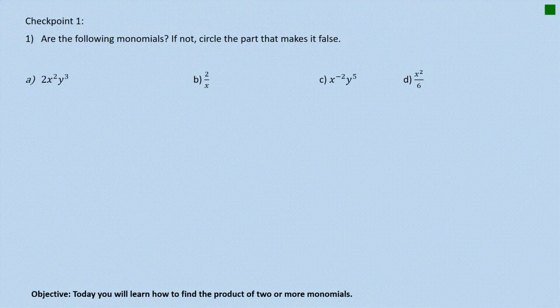Okay, so checkpoint 1. Now, depending on who your teacher is, they might have given you this printout of checkpoint 1. If you do, you're going to stop right now. You pause the video, and you're going to write yes or no, and you're going to circle the part that makes it false, just like I did in the previous slide. So pause, answer these questions, and then come back.